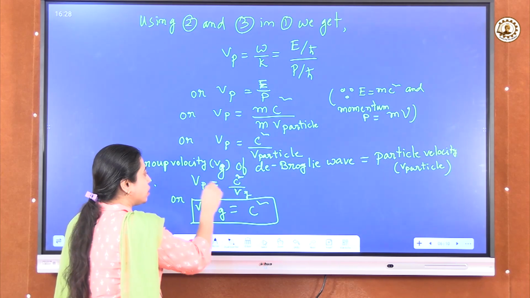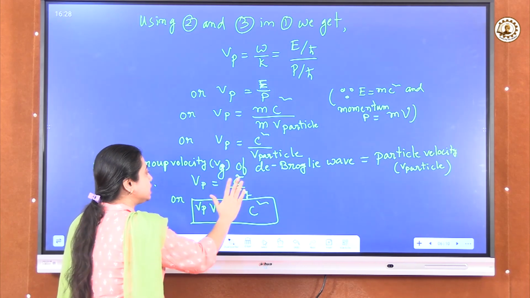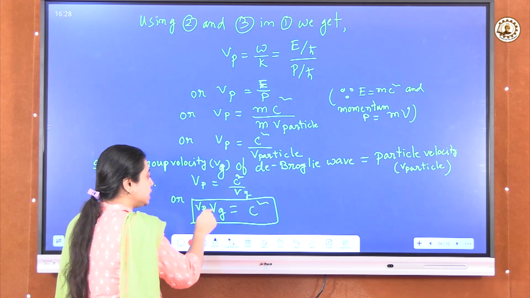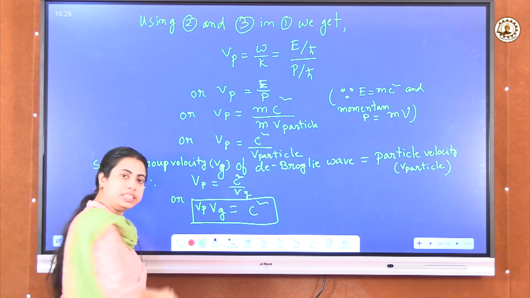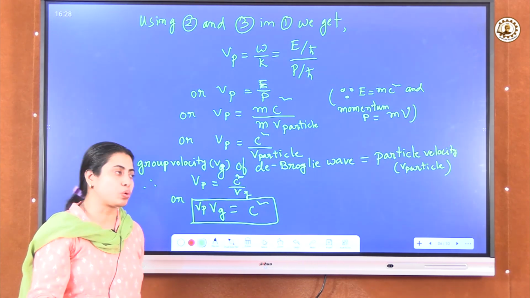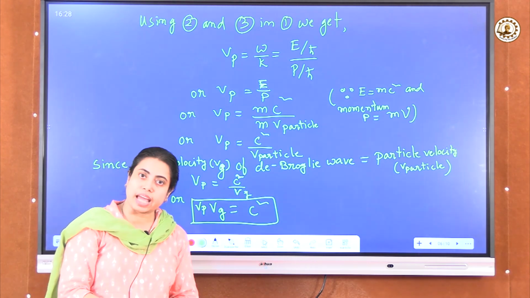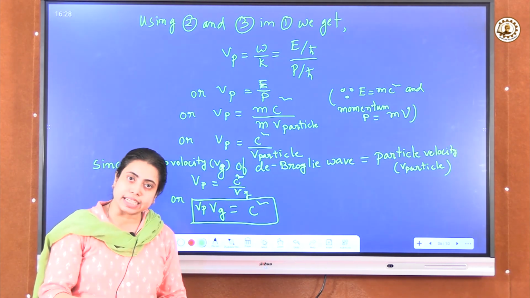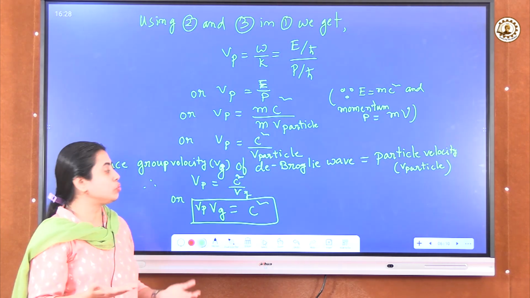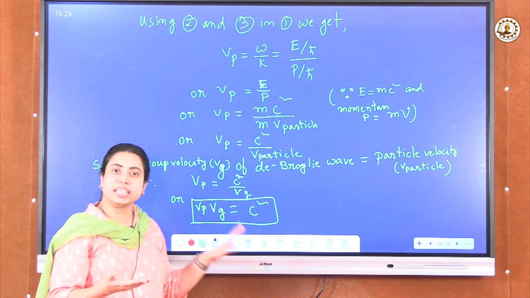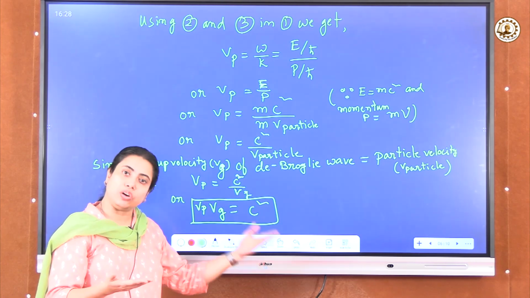Now for this relation we can write Vp, and I can take Vg on this side, so Vp into Vg is equal to c square, where c is the velocity of light, which is a constant. So my first question says the product of the phase velocity and group velocity is a constant.